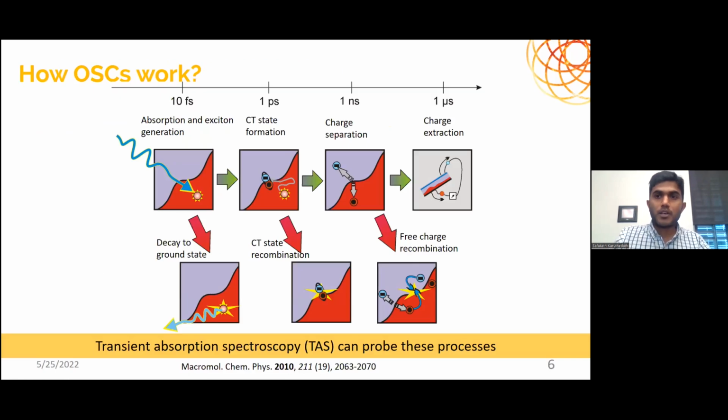To put this in a dynamic picture, these processes happen over a wide range of time scales, from a few tens of femtoseconds to several microseconds, from exciton generation and CT state formation to charge separation and charge extraction. Along with these, there are some unwanted processes, like CT state recombination, free charge recombination, and sometimes triplet formation. So it's a wide range of time domains, and we need to probe these processes.